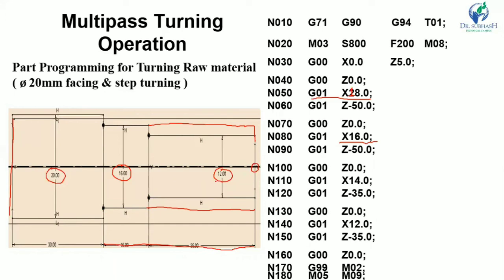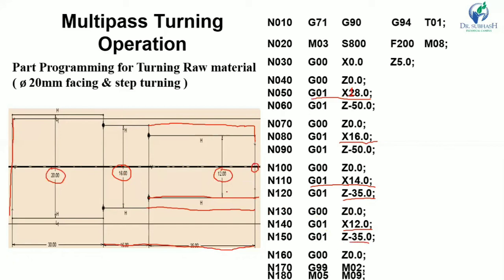Okay, now we have to make a diameter of 12 mm. So for that, rapid traverse G00 Z0 and G01 X14. Now make the diameter from 16 to 14, 1 mm depth of cut, and the Z is -35, so up to here. Okay, -35. Then again X12. Okay, so the diameter becomes 12 mm, G01 Z -35.